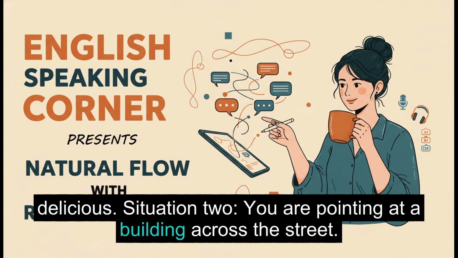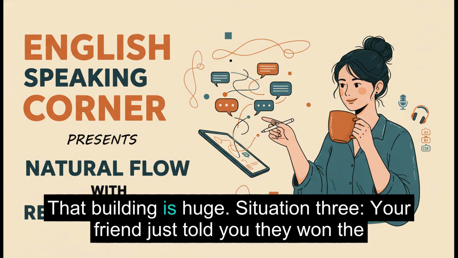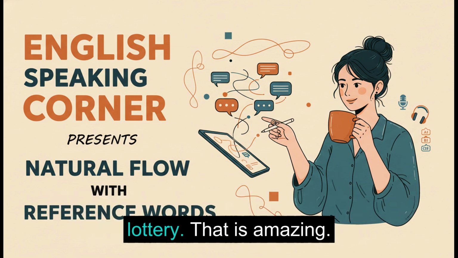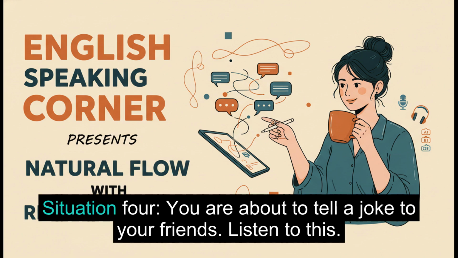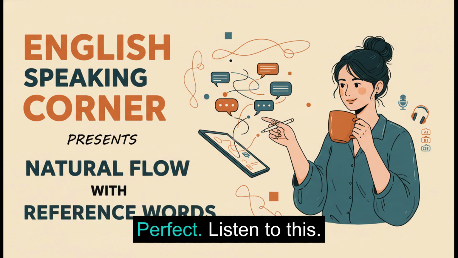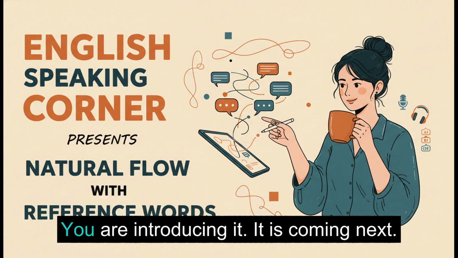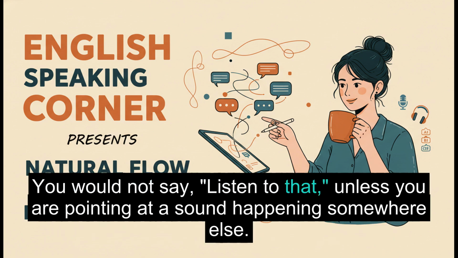Situation 2. You are pointing at a building across the street. That building is huge. Situation 3. Your friend just told you they won the lottery. That is amazing. Situation 4. You are about to tell a joke to your friends. Listen to this. Perfect. You are introducing it. It is coming next. You would not say listen to that unless you are pointing at a sound happening somewhere else.